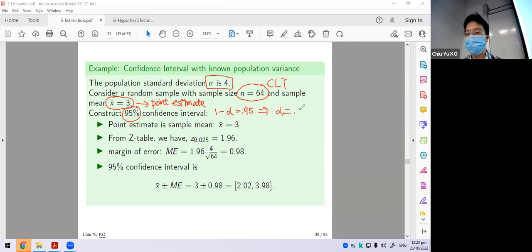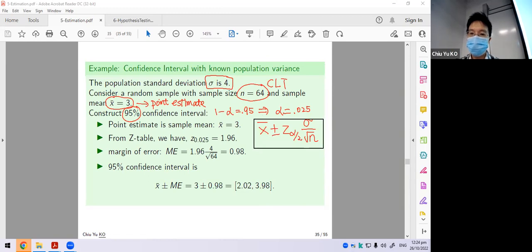This is 0.025. Now, the formula is like this, right? If you remember, x bar plus minus z alpha over 2 times sigma over root n. Then what you're going to do is try to plug in every number there, right?